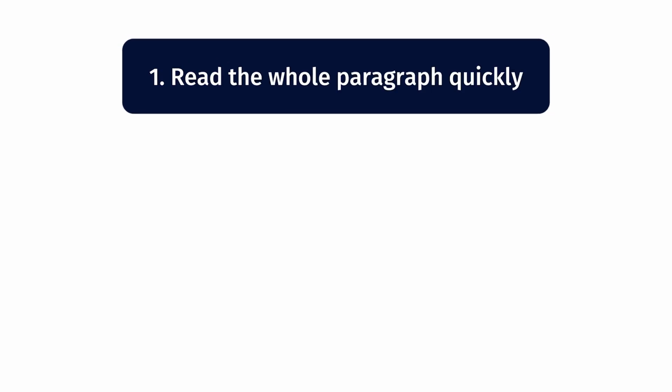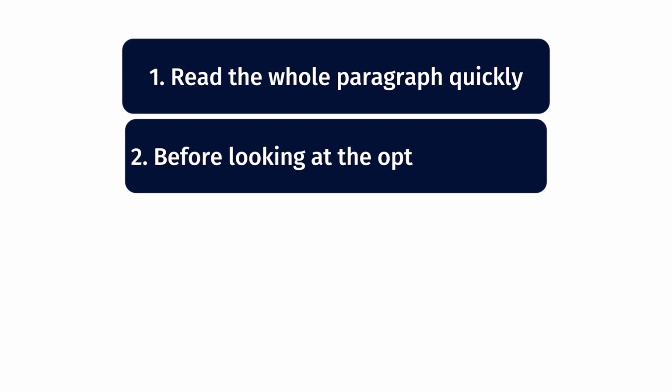So now that we've got a general idea of what this is about, let's talk about strategy. So there are 4 things that I want you to do when you are completing the sentences. Step 1 is to read the whole paragraph quickly. Even though it's not complete, it's missing some words, just try to read through and get a general idea of what this paragraph is about.